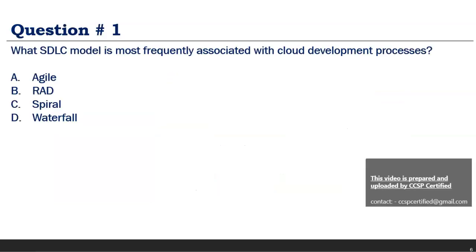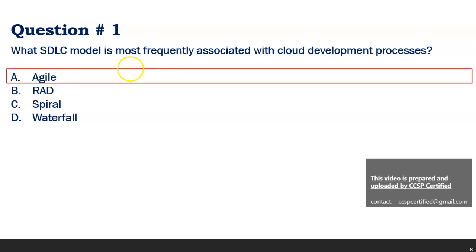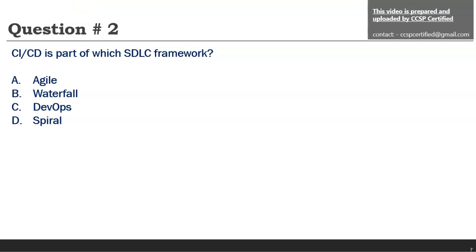Question 1: what SDLC model is most frequently associated with the cloud development process? What we have seen is that waterfall was a legacy model. Spiral, RAD, and iterative are not frequently used in the cloud. Agile is the one which is frequently used. Small changes, do the development, test, and that is very famous in cloud deployment.